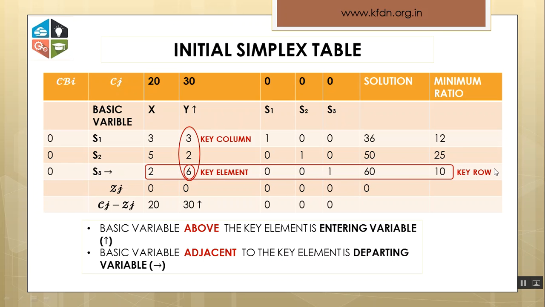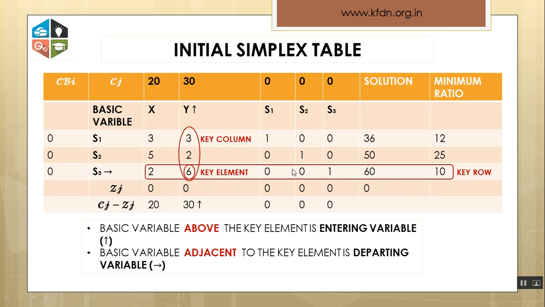Now the point of intersection where the key column and the key row intersect is named the key element. That means the common element in the key row as well as in the key column, which is 6 over here. The key column, key element and key row will help us in making the further table.